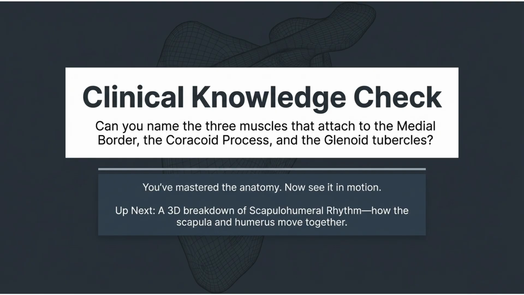Knowledge check. Can you name the 3 muscles that attach to the medial border, the coracoid process, and the glenoid tubercles?